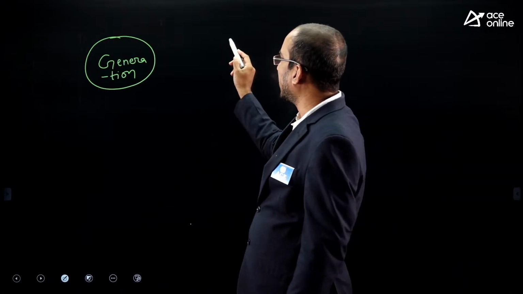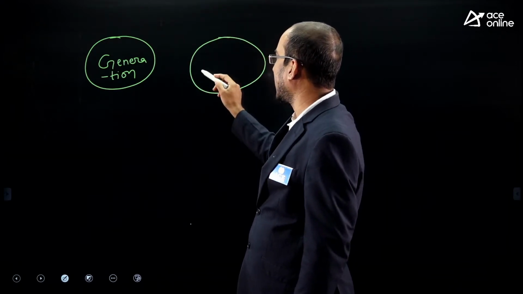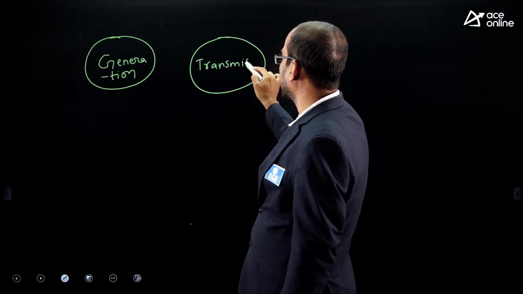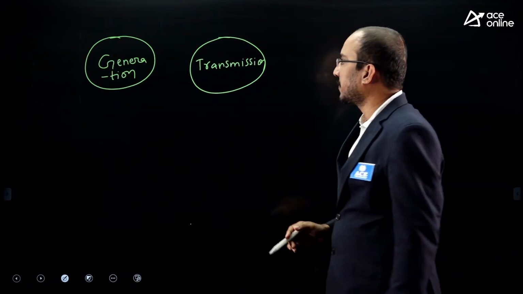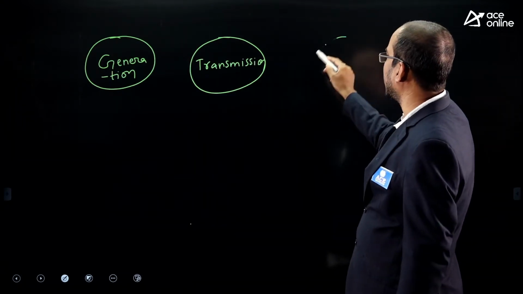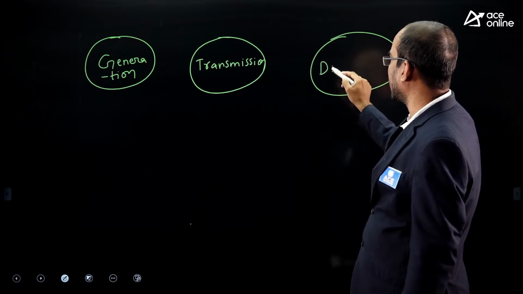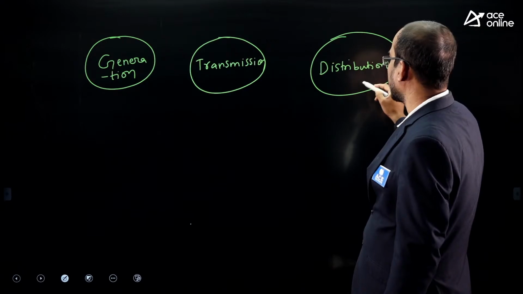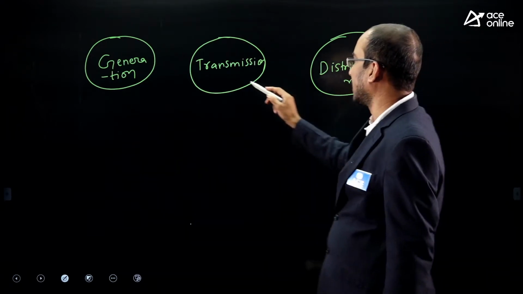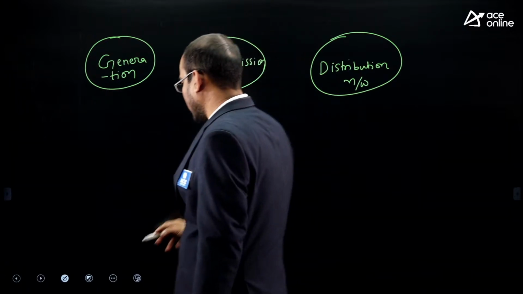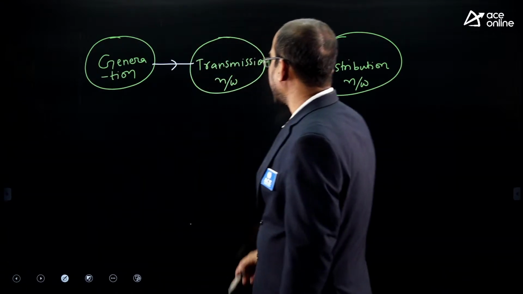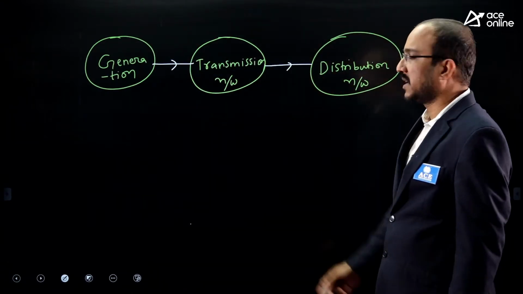Generation is at remote place. Whatever the power that has been generated is being transmitted by using transmission network. Whatever the power that has been transmitted is being distributed by using the distribution network. So we have generation network followed by transmission network and distribution network. So whatever the power that is generated is being transmitted, whatever the power that has been transmitted is being distributed.